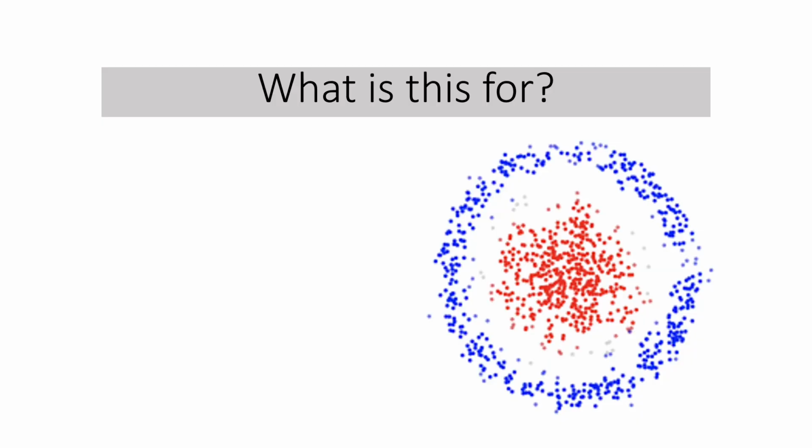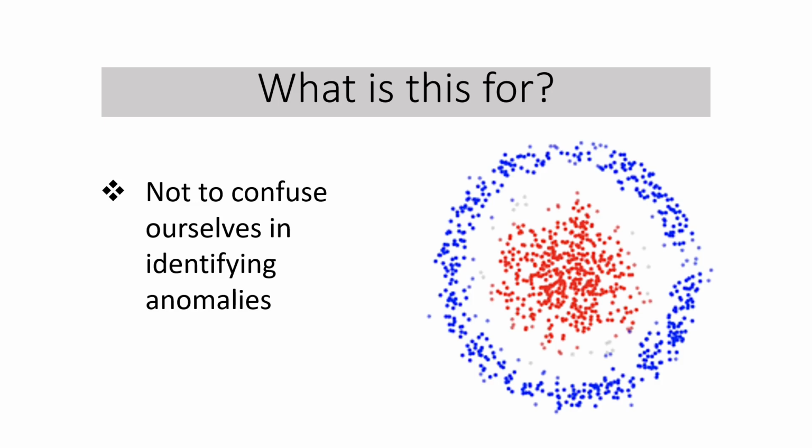Why do we have to study this? This lesson teaches us not to confuse ourselves in identifying anomalous points in a cluster. Normally, when a point is out of a cluster, we may consider it an anomaly automatically. Now, we are taught how to properly identify them.